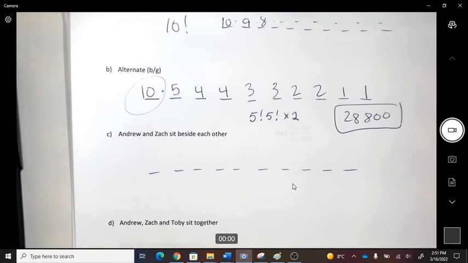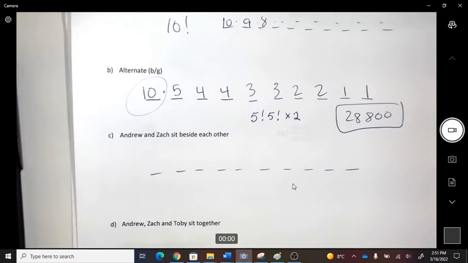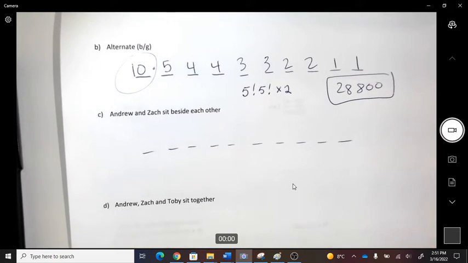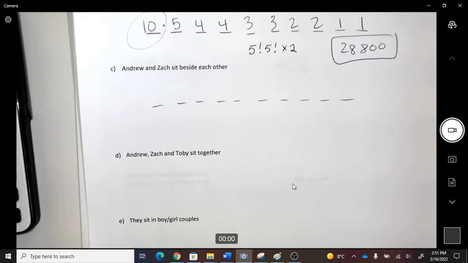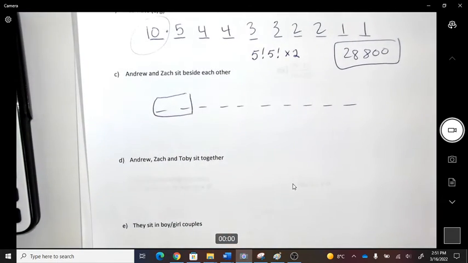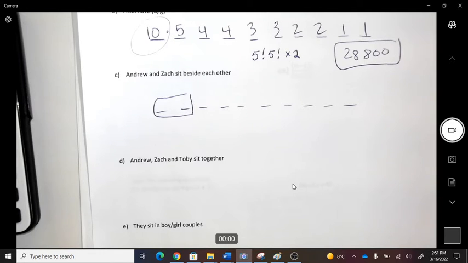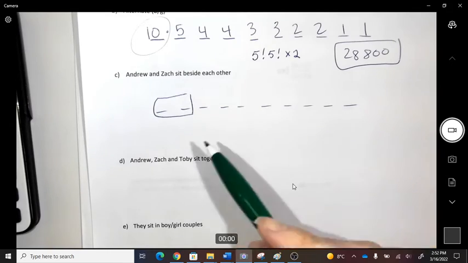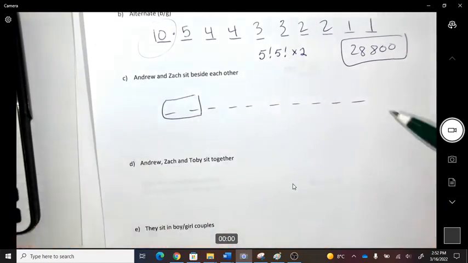Next one, I'm going to draw my seats again here. Okay, on this one, it says, Andrew and Zach have to sit beside each other. So I'm going to put a box around 2 people like that. They have to be beside each other. So they're kind of glued together, okay? So pretend I'm moving all of these things around, how many units, how many things am I now moving around?